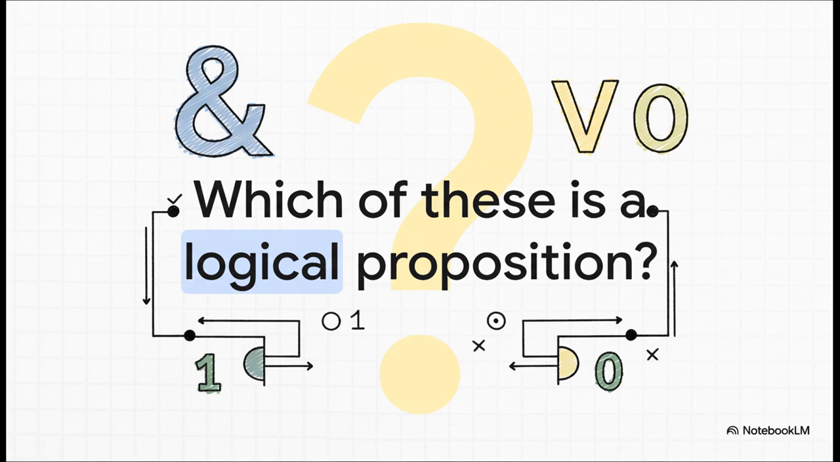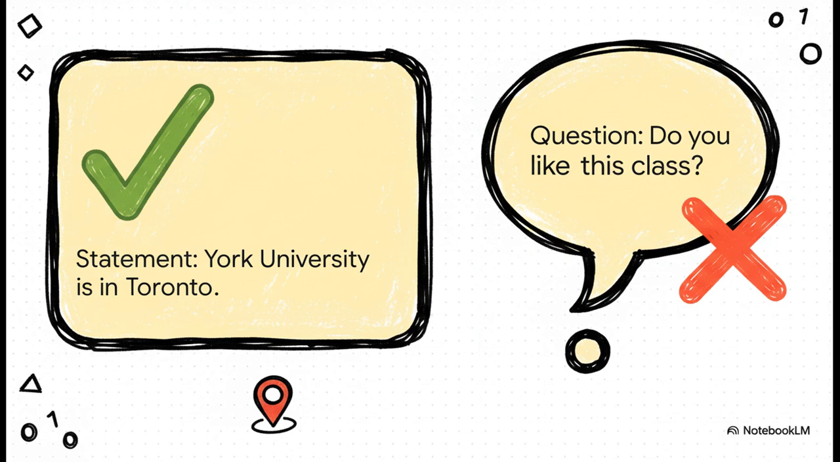I've got two options for you. Which one of these is a logical proposition? Is it the statement, "York University is in Toronto?" Or is it the question, "Do you like this class?" Think about it for a second. If you went with the statement, you nailed it.